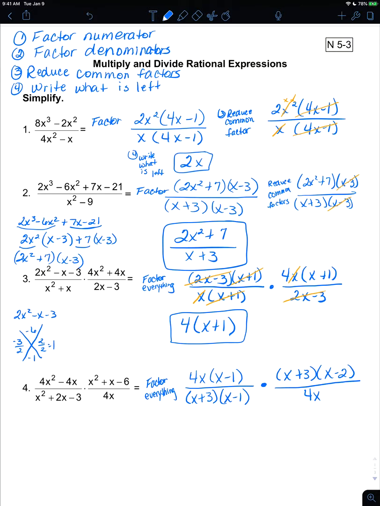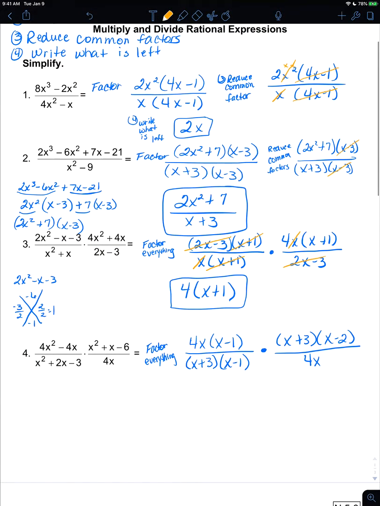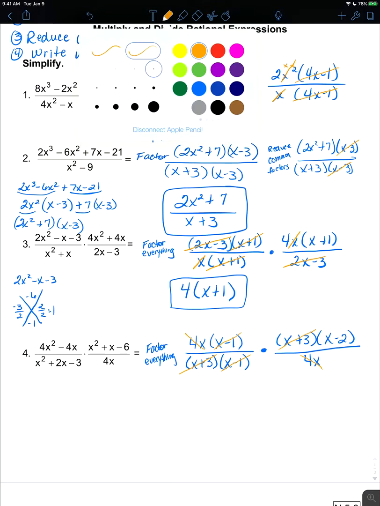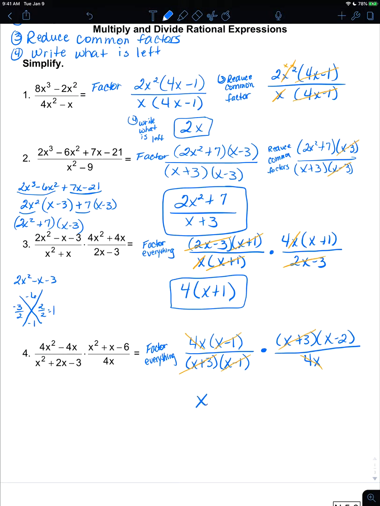And then that 4x, we're just going to rewrite it. So now our next step is let's just start canceling out these common factors. Well, we have a 4x and a 4x here, so those get to cancel. X minus 1 with the x minus 1, x plus 3 with this x plus 3. The only thing we have left is that x minus 2. So it simplifies down to x minus 2.